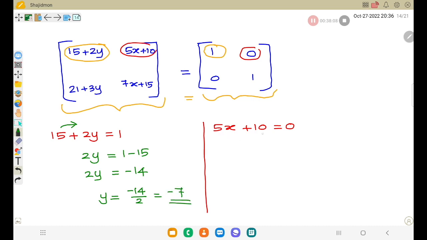Now, from here we can find the x value. What is the x value? 5x equals 0 here; 10 taken to the next side, minus 10, 0 minus 10, correct? So for the x value, both sides we can divide by 5. So minus 10 over 5 means minus 2. So the x number we got, the y number we got, correct?